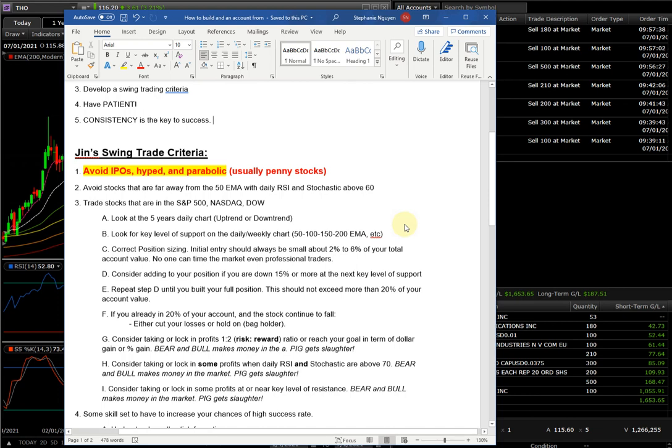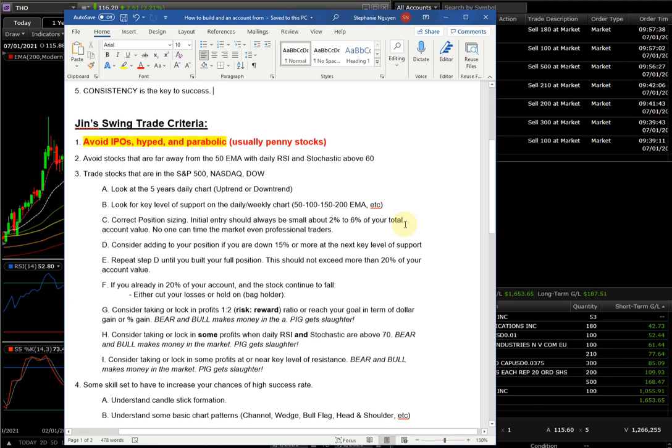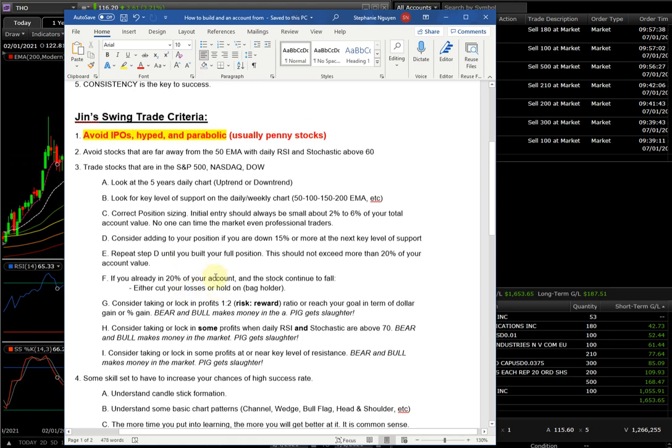In other words, don't average your cost too much, especially if the stock keeps on falling. And that's the next step right here. If you are already in 20% of your account and the stock continues to fall, you can do two things. Either cut your loss and learn from what you did wrong. You probably entered too early or averaged cost too soon. Then you have to cut your loss or become a bag holder. I did both of these before on this small account. It's just up to the trader, but if you follow these rules, you should be fine because I follow these rules and my account is doing pretty well.